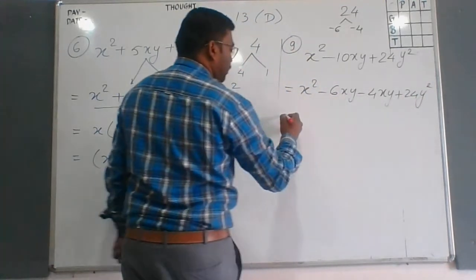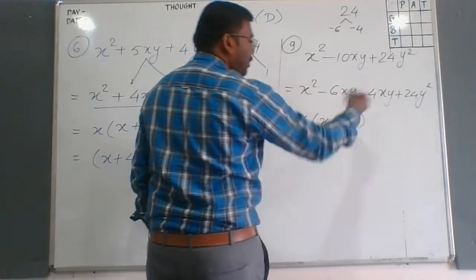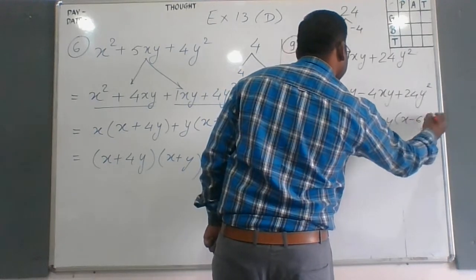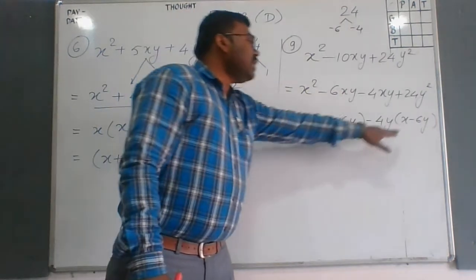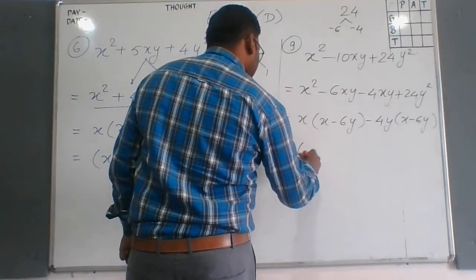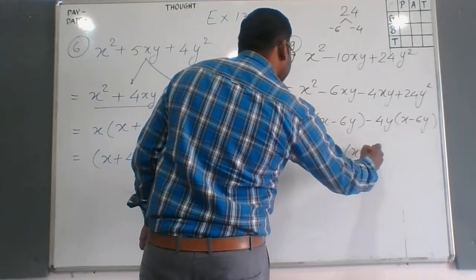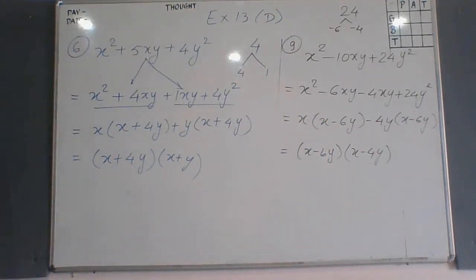Okay. From the first two, common thing is x, so we can take x minus 6y. From the last, common thing is minus 4y. So again we are getting x minus 6y. See, both of the brackets are same. x minus 6y, it is also x minus 6y. Okay. Now, x minus 6y will come as it is and x minus 4y will be there in the next bracket. Okay. So this is the final answer. So we have to be careful while taking the factors.